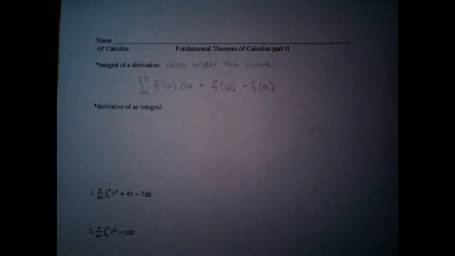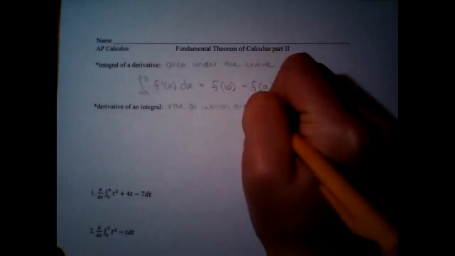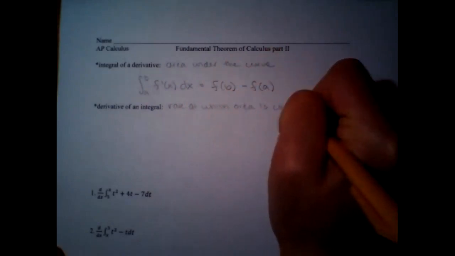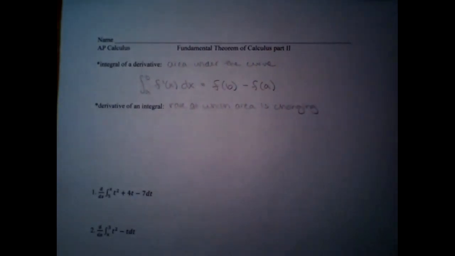So integral of a derivative. The second half of this is derivative of an integral. Now a derivative is a rate. So what this gives you is the rate at which the area is changing. Remember, a derivative is a rate of change. This is going to give you the rate at which the area is changing.